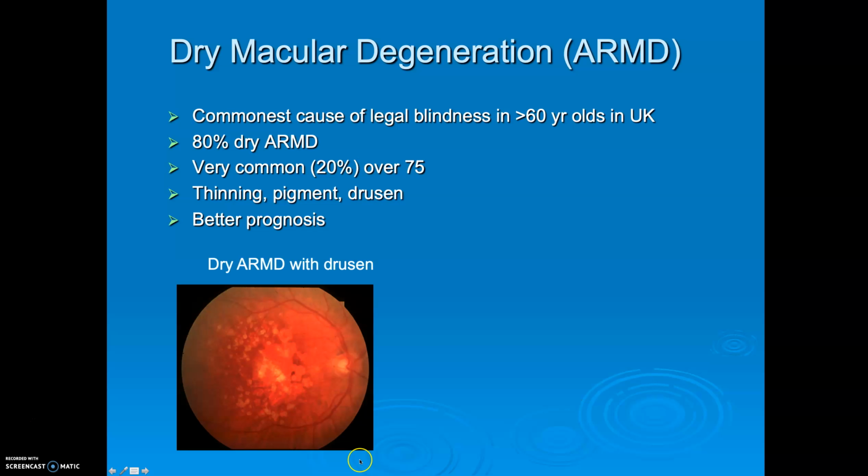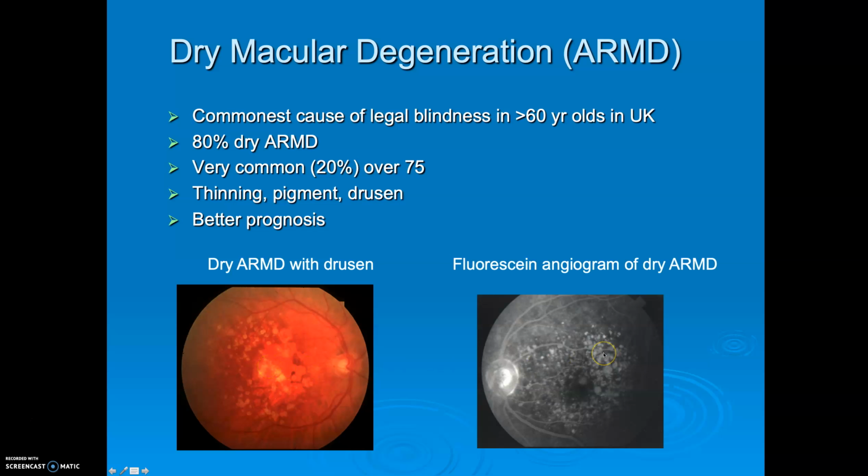So here we see the drusen. These are the white dots replacing the normal orange pigment of the retina. And if we do a fluorescein angiogram, we can see these dots start to fill with fluorescein and fluoresce.